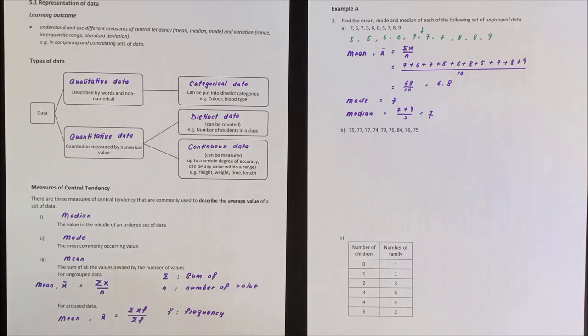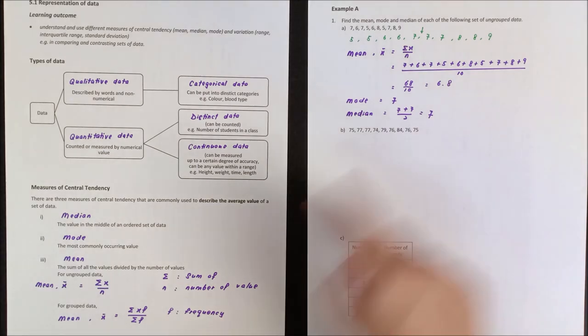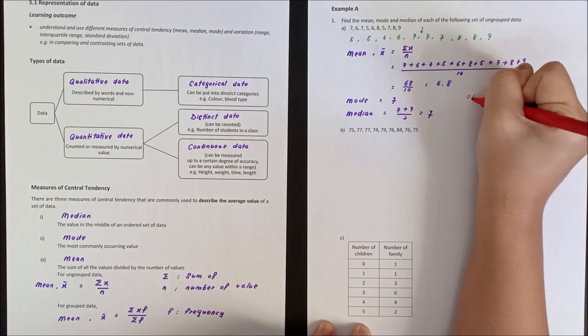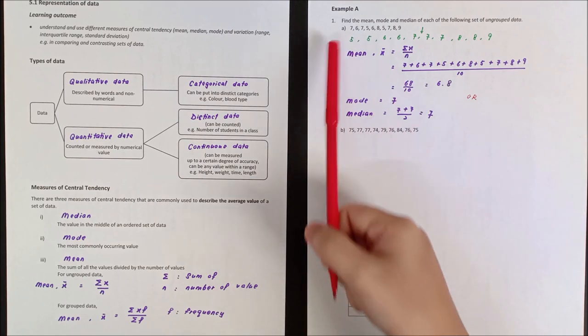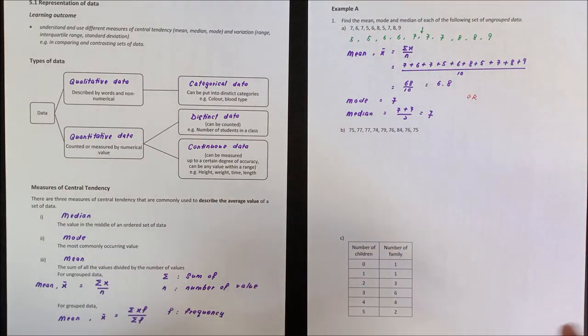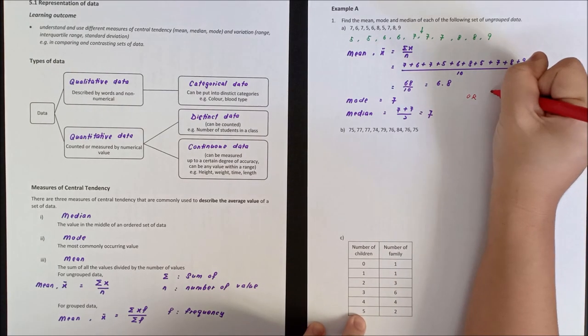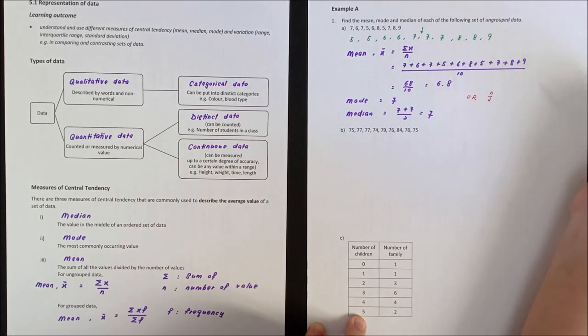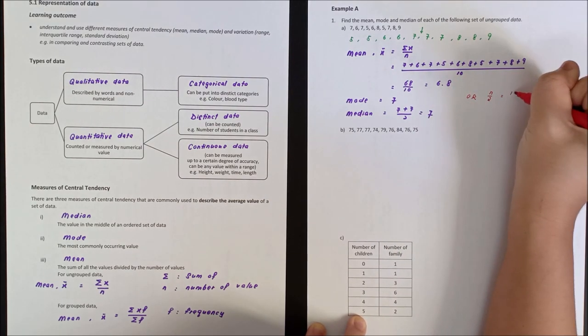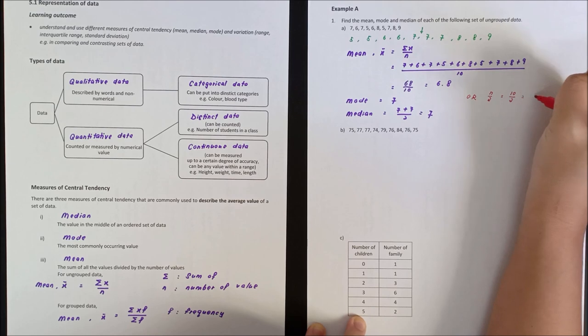The other way you can do this, for this type of question, it won't make any difference, but this method will be very helpful when you have grouped data later. The other way of doing median is like this. You have a set of data. Median means half, so 1 over 2. What we're trying to do is n over 2. How many data do you have? In this case, you have 10. So 10 divided by 2, you get 5.